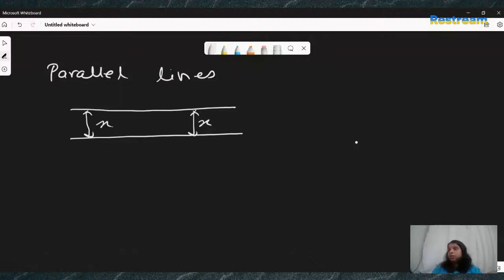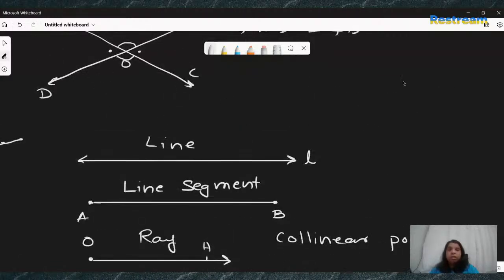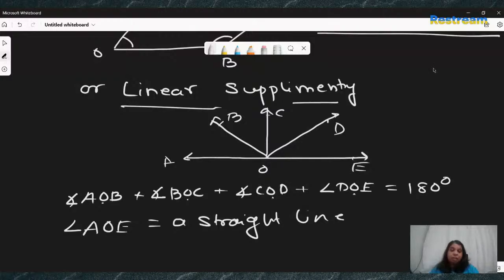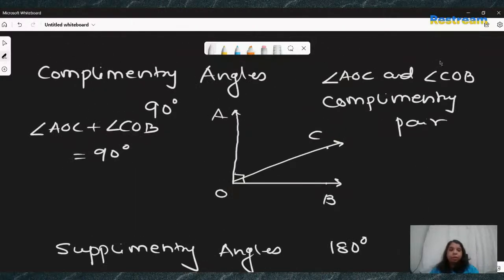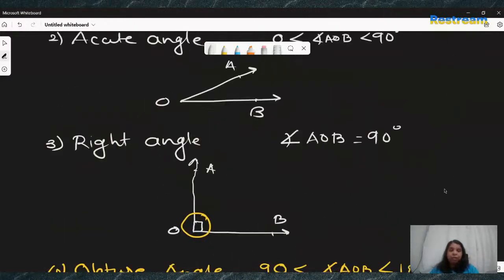So these were the things we had to discuss today. We will do details of these and a few questions on these next time. So let's recap quickly what we did today, and after that we will stop. So we learned what is an angle and different types of angles.